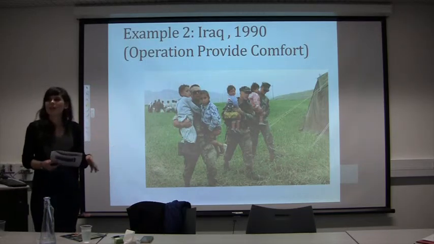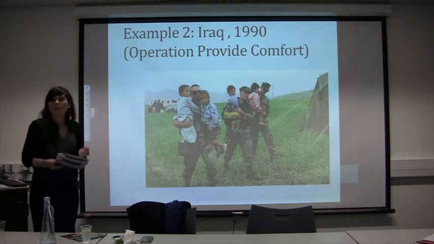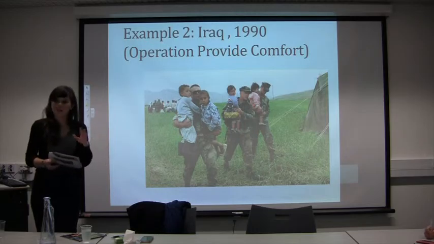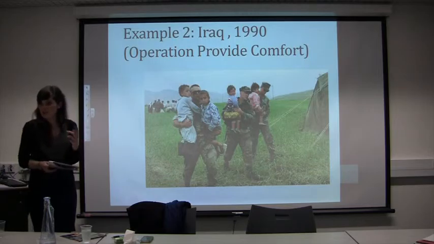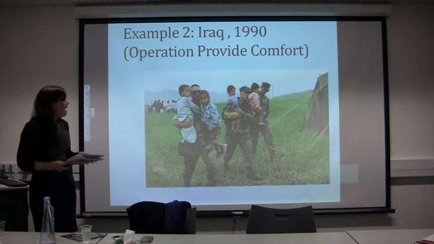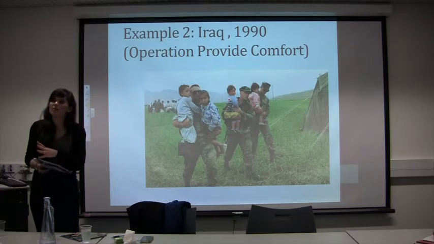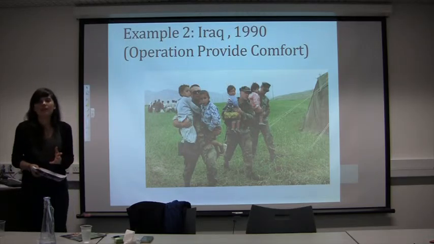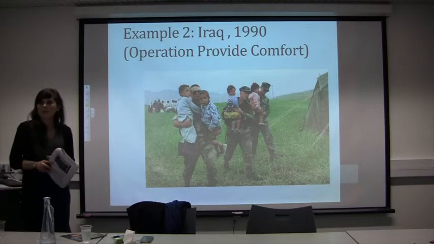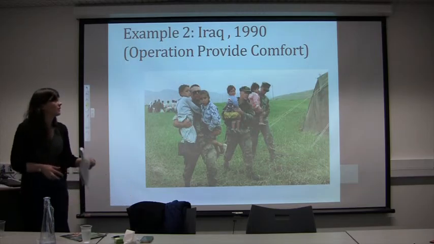And just to give a brief evaluation of this, this was really the plan B, Operation Provide Comfort. It only happened after Turkey closed its borders. The legality of this operation has been questioned, as I just mentioned. However, it operated relatively well. The majority of the refugees who were in the mountains were able to leave and return to Iraq, where it was easier to provide humanitarian relief. So even though the legality of the operation is questionable, the results were not the worst example of a safety zone that we can think of.